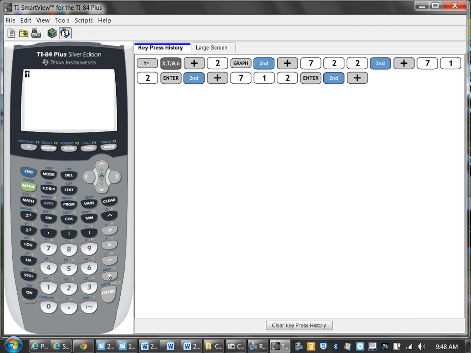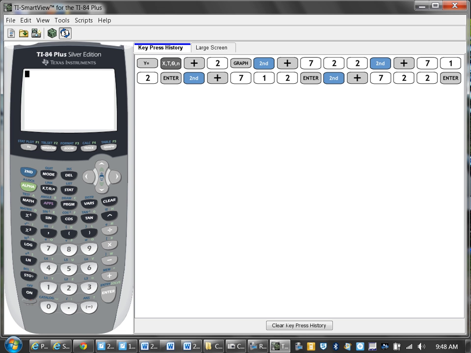Second plus 7, 2, 2. And that restores it to the defaults. The default settings go to the X and Y grid at 10 by 10. If you're worried about trigonometry stuff, it'll reset it into radian mode as well. We don't need to worry about that right now because I'm not doing any sine, cosine, tangent.